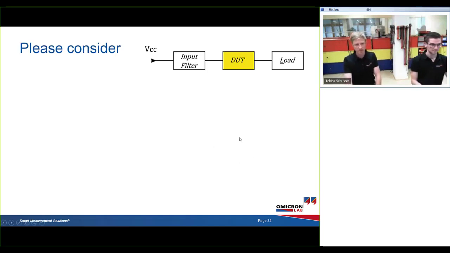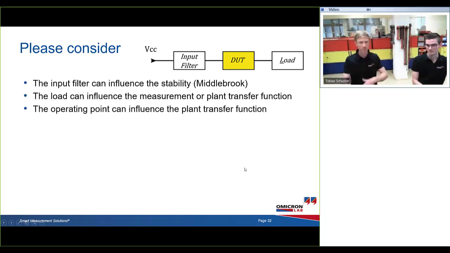Some other things to consider. Don't forget that the DUT, that's the system under test, is a part of a complete signal chain. It will have a supply that has some output impedance. It will have an input filter. It will have a load. And all these things can influence the system itself. It can change the transfer function. The input filter can cause instabilities.